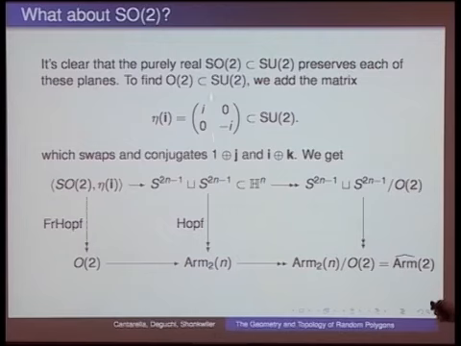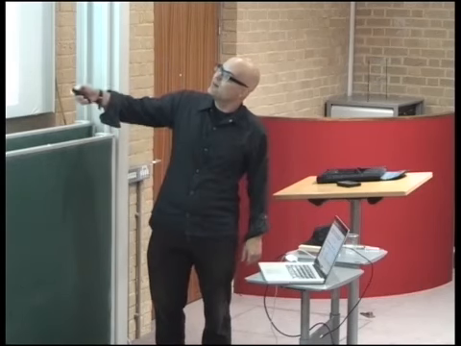And then we can see how SO2 fits in here. SO2 is real stuff inside SU2. And to add an element to get O2, we add this quaternionic matrix, this element of SU2. And the effect of this is to swap the 1 plus j and i plus k planes. So this action is going to descend to the reflection in the plane containing the polygon.